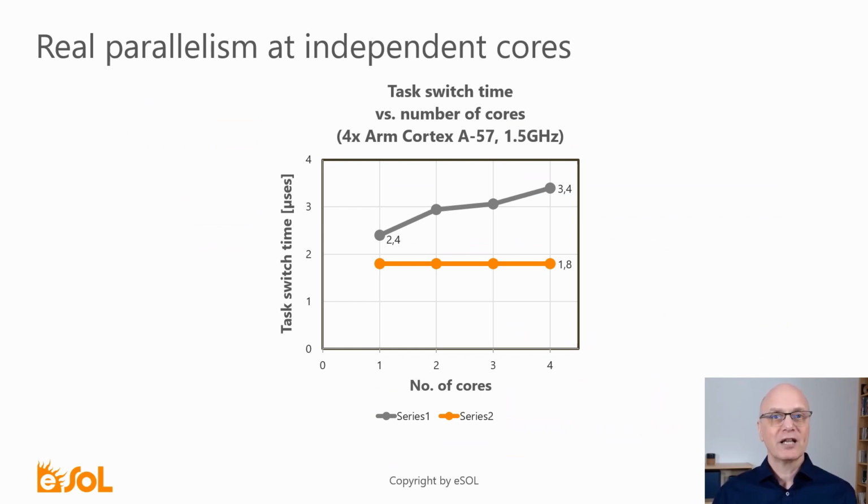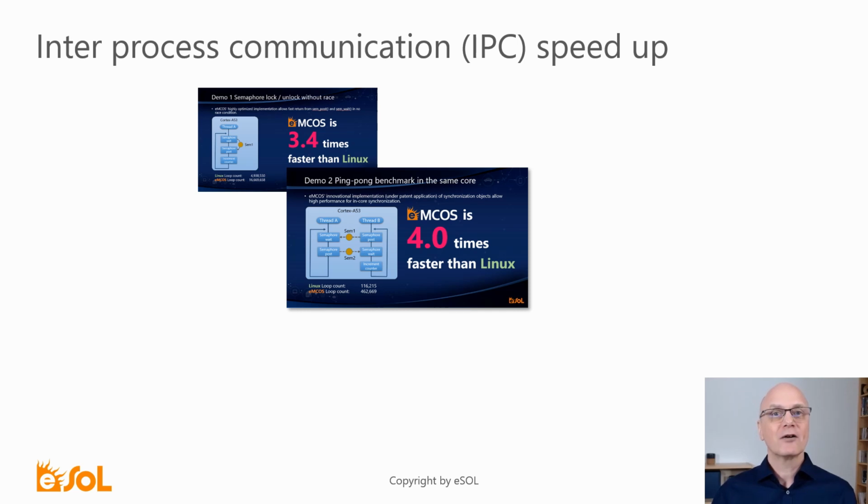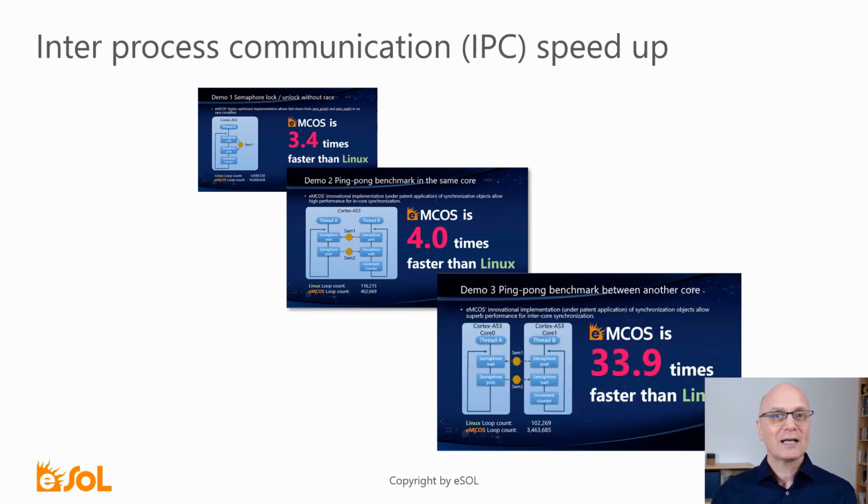Here we are running an application on a quad-core SoC with 1.5 GHz. While the task switching time of the SMP operating system increases from 2.4 microseconds to 3.4 with the use of more cores, the multi-kernel eMCOS remains continuously at 1.8 microseconds. We compared the IPC improvement of eMCOS with Linux and benchmarked the communication overhead. The results? eMCOS is 3 times faster within a thread on a single core, 4 times faster between threads on a single core, and 34 times faster at inter-core communication.